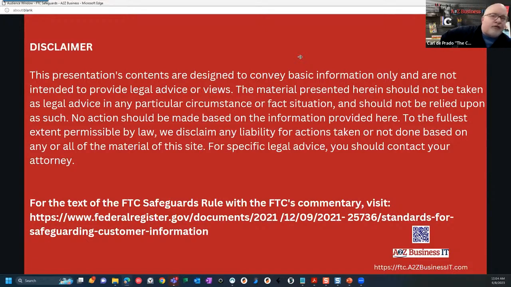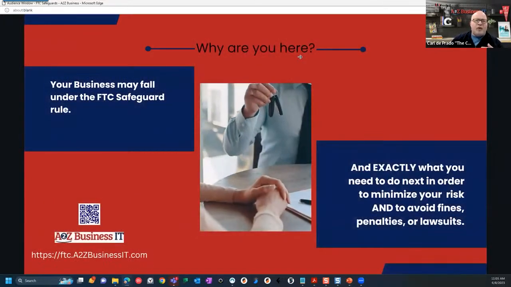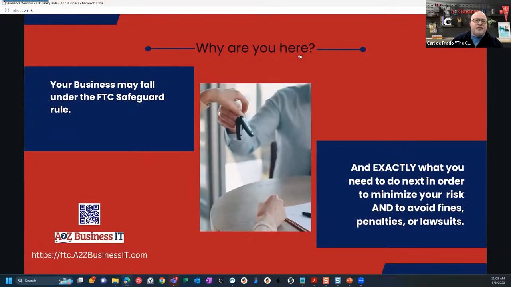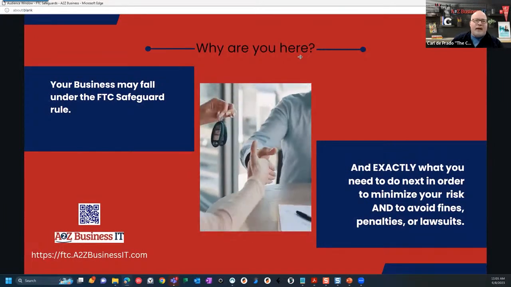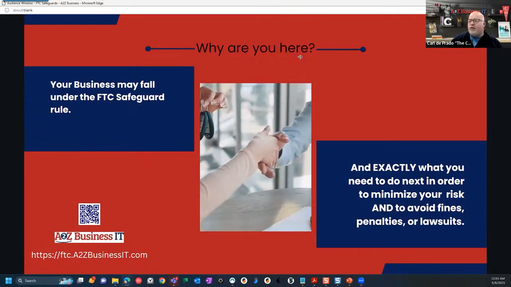But we do want to go over some of the things that are clearly identified in the Safeguards Rule that you're going to have to do if you do fall under this. And there is a link here that I've put for you as far as where to pull up the documents I'm referring to from the FTC's commentary. So, we're going to discuss the FTC Safeguards Rule.